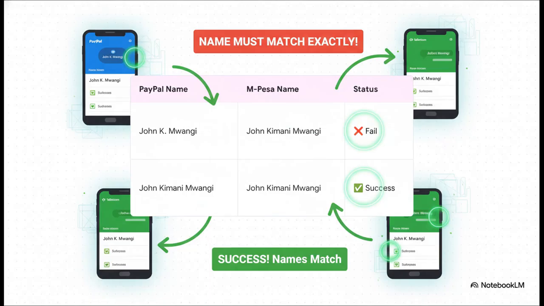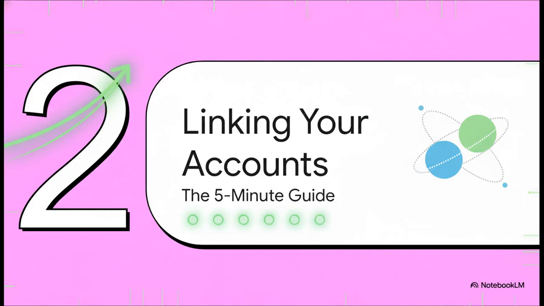And you can see just how strict this is. If your PayPal says John K. Mwangi, but your M-Pesa is registered as John Kimani Mwangi, guess what? The link will fail. That little difference, just an initial versus the full middle name, is enough to block the whole process. So, pro tip, go update your PayPal name to match your ID before you even get started. So, with that golden rule locked in your mind, let's move on. Let's see how this all comes together in the new linking process.